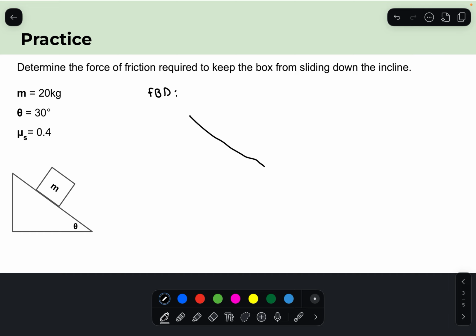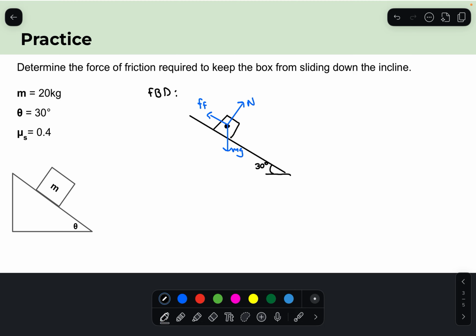So I'm going to just draw my incline, like so. This angle here is 30 degrees with respect to the horizontal. Here is my box. Okay, so we are going to have a normal force which is perpendicular to the surface. We are going to have the force of friction pointing up the incline because it is opposing the block wanting to slide down, and the weight of the box itself, mg.